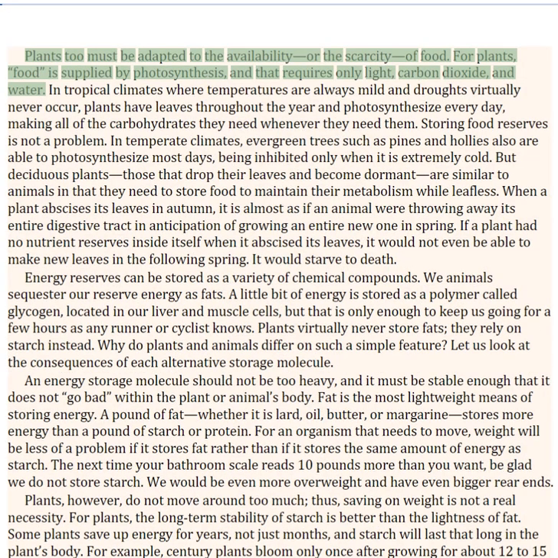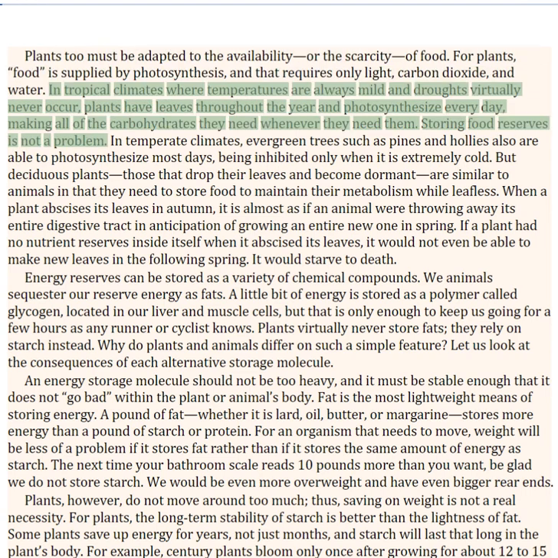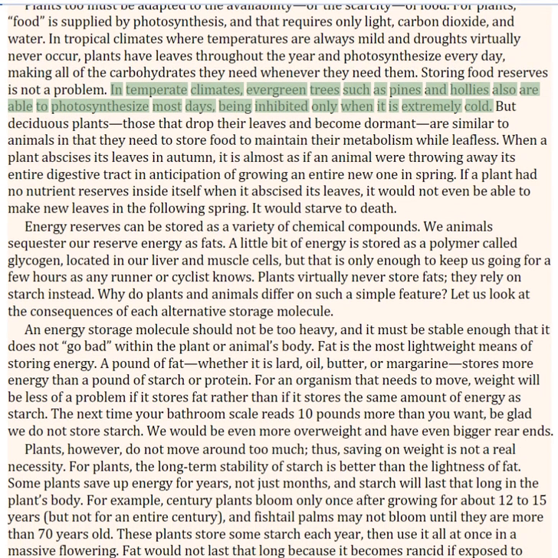Plants too must be adapted to the availability, or the scarcity, of food. For plants, food is supplied by photosynthesis, and that requires only light, carbon dioxide, and water. In tropical climates where temperatures are always mild and droughts virtually never occur, plants have leaves throughout the year and photosynthesize every day, making all of the carbohydrates they need whenever they need them. Storing food reserves is not a problem. In temperate climates, evergreen trees such as pines and hollies also are able to photosynthesize most days, being inhibited only when it is extremely cold.